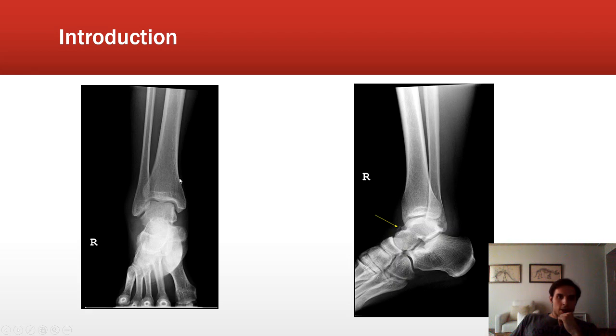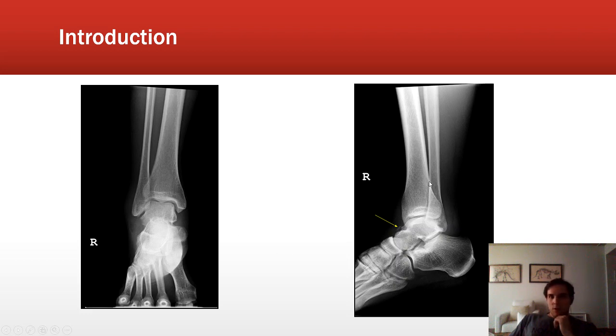The double contour sign, you would see the cortex on the medial portion of the tibia and medial malleolus here, and then behind that you'd see this second contour, and that would be concerning for a posterior malleolus fracture. That's your double contour sign. Another sign is the Misty Mountain sign, and that would be whenever you see translucent lines in this area that are also potentially indicating a posterior malleolus fracture.